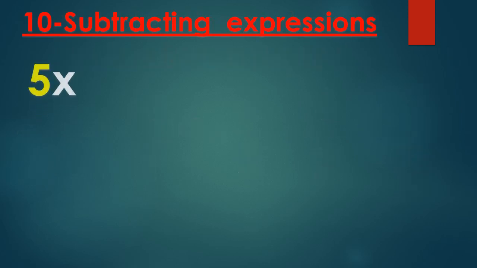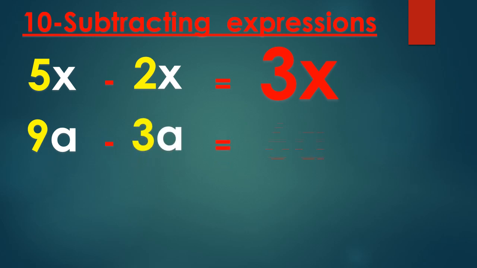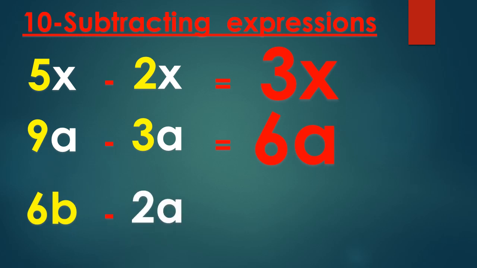Tenth, we have subtracting expressions, like 5x minus 2x. They both have the same letter x, so we can subtract them. 5 minus 2 equals 3. The answer is 3x. 9a minus 3a. Both have the same letter a. Then the answer is 6a. 6b minus 2a. They don't have the same letters, so they cannot be subtracted. The answer remains as it is, 6b minus 2a.